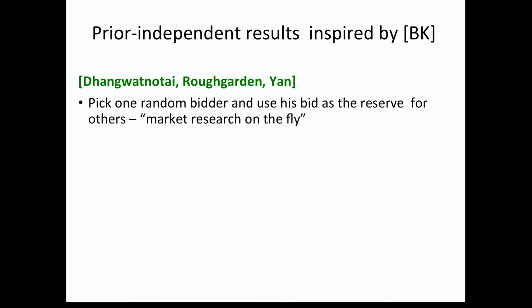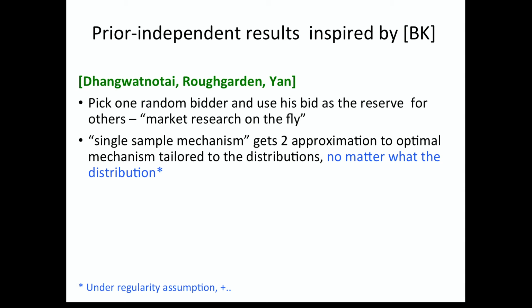And so what these guys were able to do was take this and really fly with it. Their idea was to introduce a mechanism they called the single sample mechanism, where you just pick one random bidder, or one random bidder of each type if they're partitioned into different types of distributions, and use his bid as a reserve for the others. So essentially you do market research on the fly. And this mechanism gets a two approximation to the optimal mechanism that's tailored to the distributions, basically no matter what the distribution, with a little asterisk.